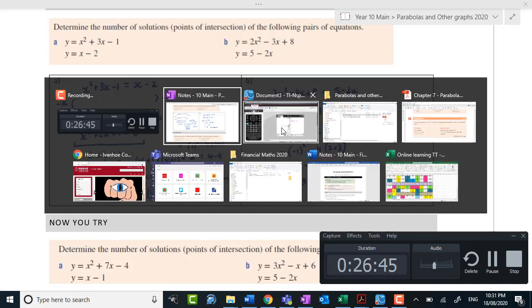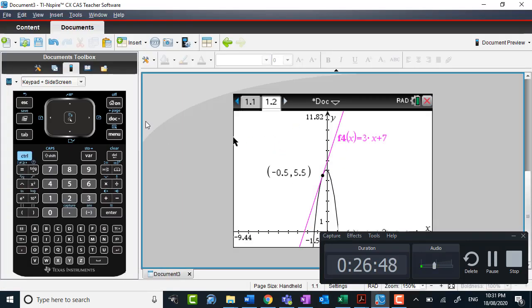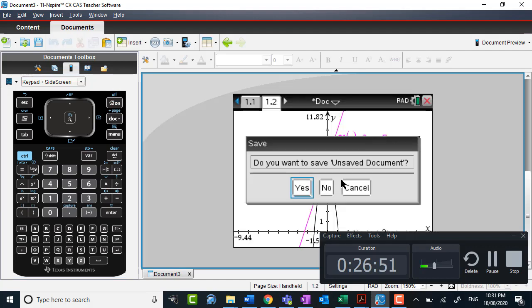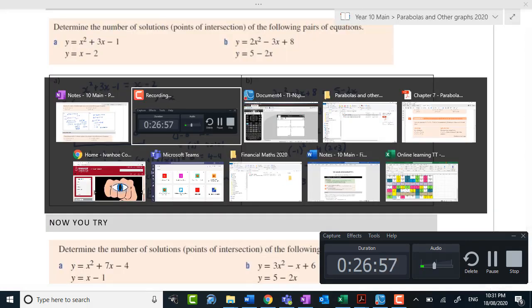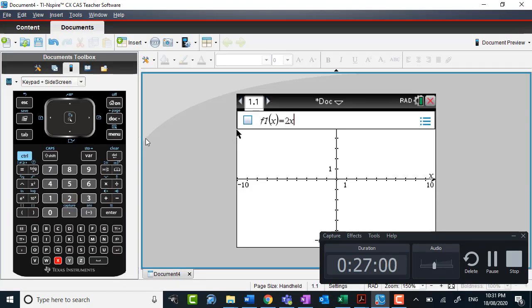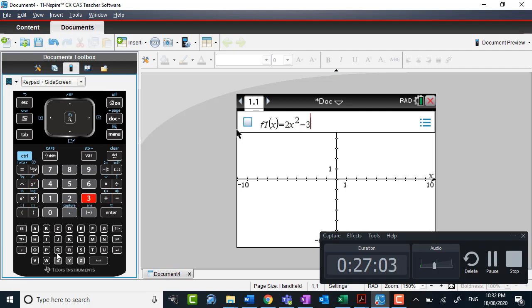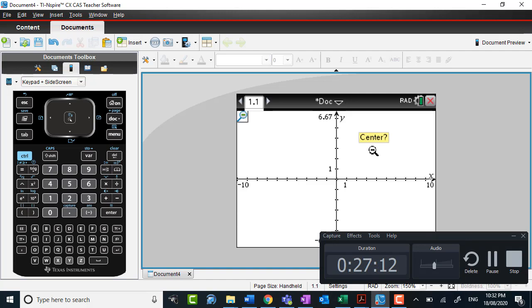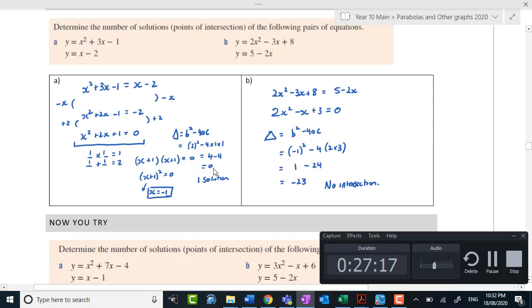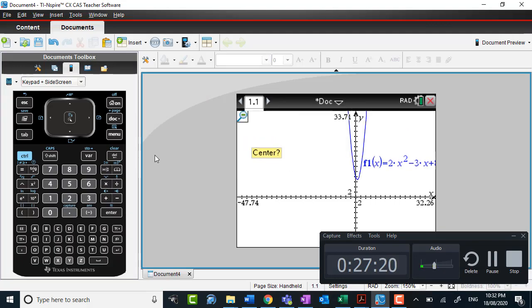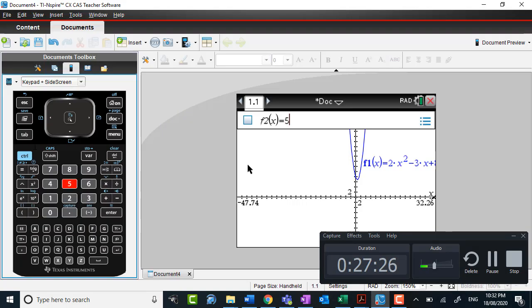All right, got this graph here. Want to get rid of it. Let's go to the home screen and go to a new document. No, we don't want to save it. Let's go to the new graph, and let's put in our 2x squared minus 3x plus 8. So there's our graph of 2x squared minus 3x plus 8. Now let's press the tab button and let's add another graph, which is 5 take away 2x.